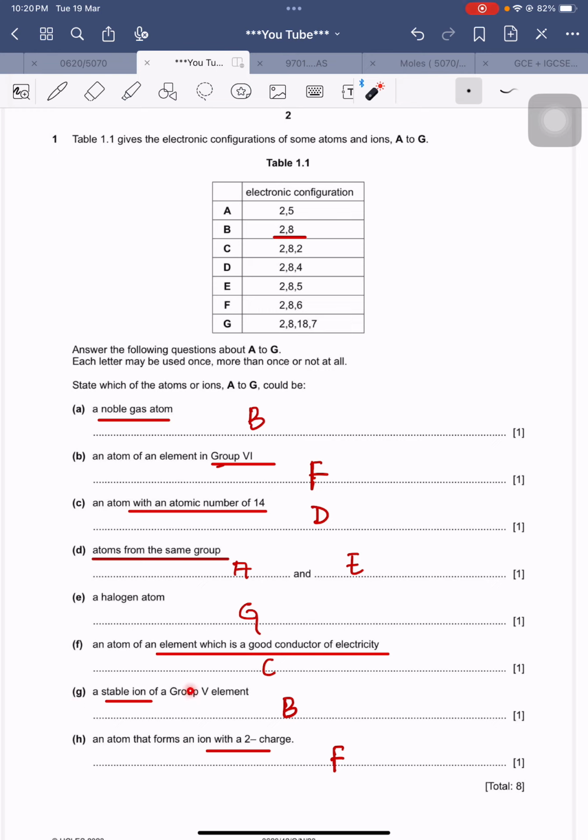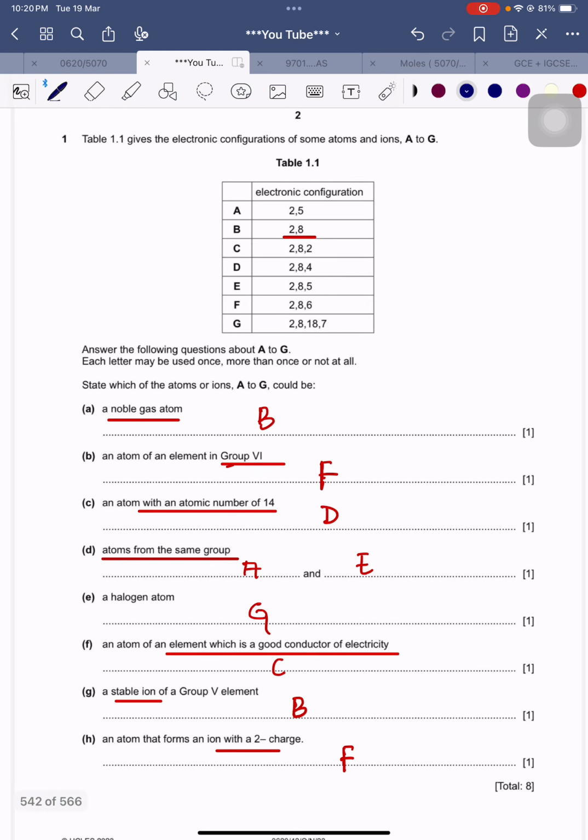Then a stable ion of a group number 5 element. It is B. How? Because group number 5 elements are going to gain electrons. For example, going to gain 3 electrons. If we are talking about 2, 5, for example, this is nitrogen, and it is going to gain 3 electrons, and after that it is 2, 8. So you can say this is B, which is a stable ion formed from the elements of group number 5.